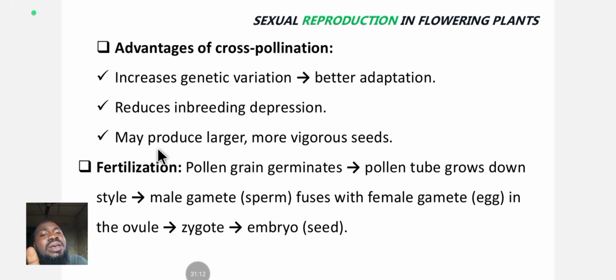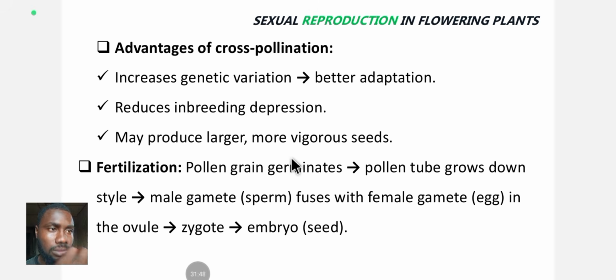It reduces it. Okay. Cross-pollination may produce larger, more vigorous seed. Because why? Because cross-linkage usually leads to the production of a more robust and more adaptive species, or a more adaptive organism.